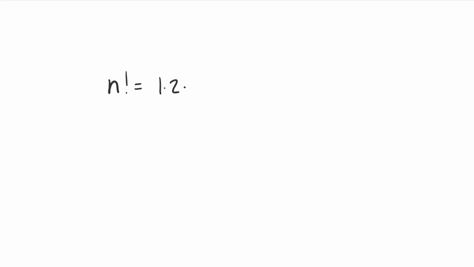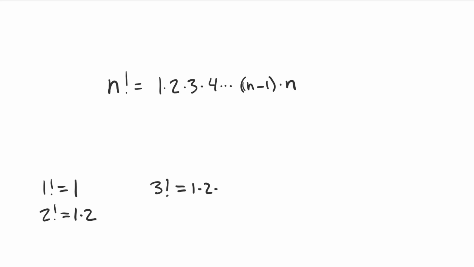It's just 1 times 2 times 3 times 4 times dot dot dot, all the numbers smaller than it, times itself. Let me give you an example. 1 factorial is 1. 2 factorial is 1 times 2. 3 factorial is 1 times 2 times 3. Notice how I don't care what the numbers equal. Don't stress about what the numbers equal. 1 times 2 times 3 times 4. We're catching the pattern.